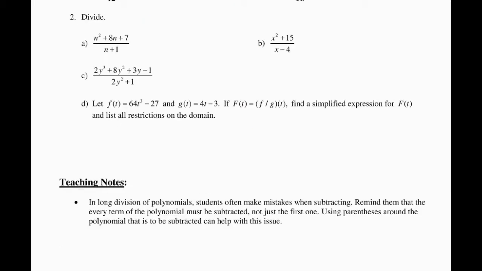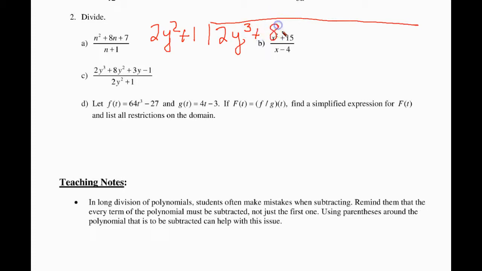All right, let's pause. And that checked out. Let's go on to letter C. We'll set it up over here. So 2y squared plus 1 divided into, any missing places? No. 2y to the third plus 8y squared plus 3y minus 1. It's surprising how many errors are introduced when you don't copy the problem correctly.